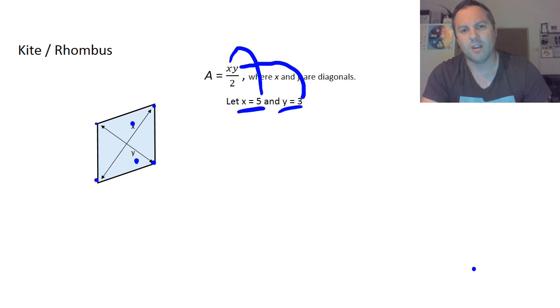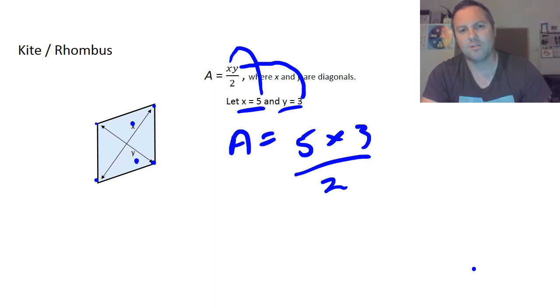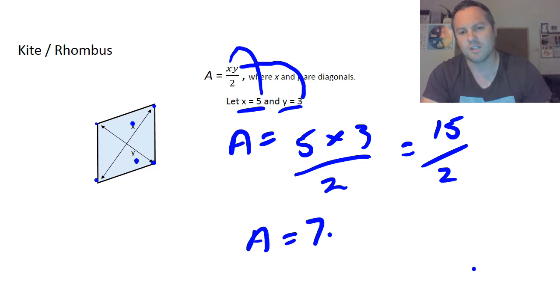So what we're going to have is area equals 5 times 3, divided by 2. So we rewrite it: 15 divided by 2. If we solve that, 15 divided by 2 is 7.5, and don't forget your centimeters squared. Nice and easy. It's not a square, it's not a rhombus, so we have to divide it by 2. As you can see, it's 2 triangles still. So a little bit different.